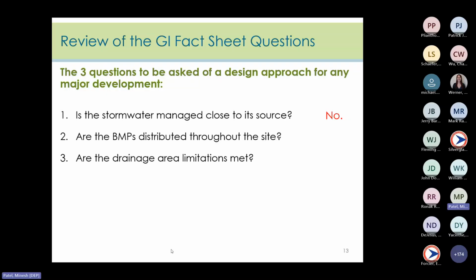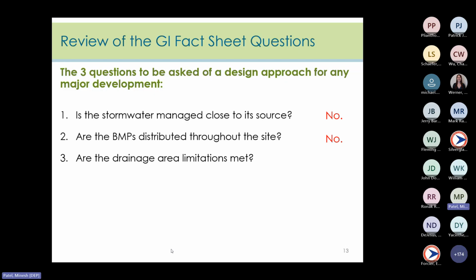The BMPs were not located next to parking areas. So the first answer is no. Question 2, are the BMPs distributed throughout the site? Well, the BMPs were all located near each other along the southern property line, so the answer is no.